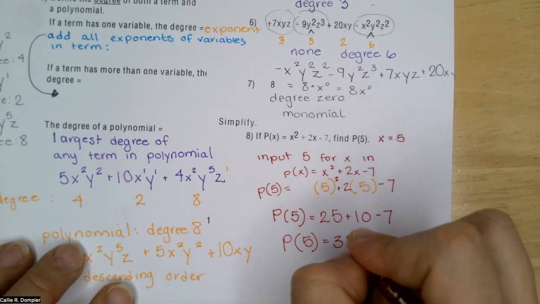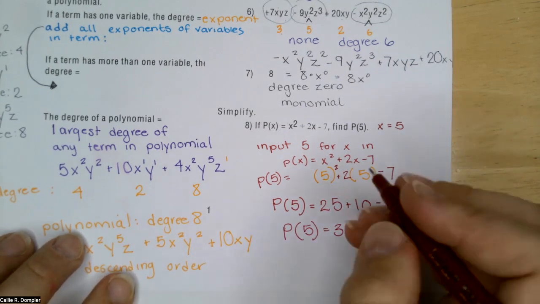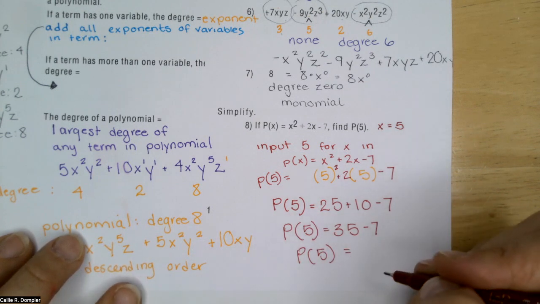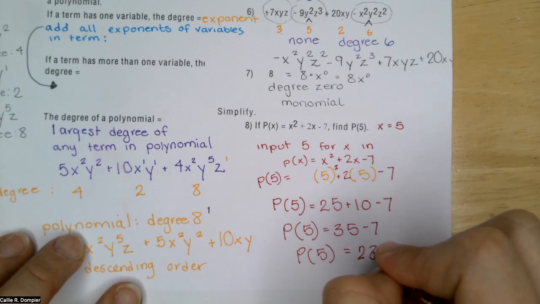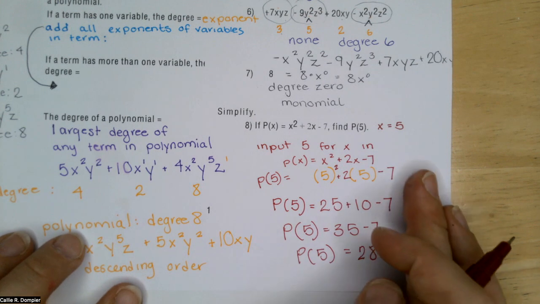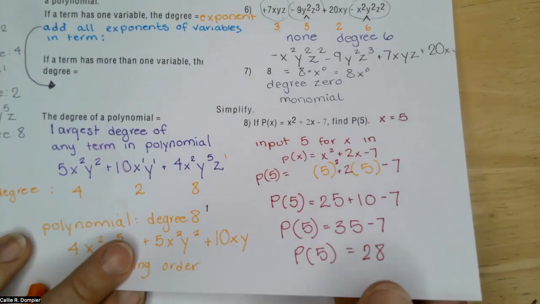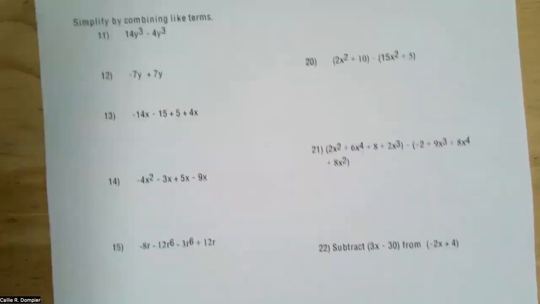25 and 10 is 35. And you're welcome to throw it in your calculator. But eventually we get 35 minus 7 is 28. P of 5 is 28. Good? Okay, so that's just simplifying a polynomial function.